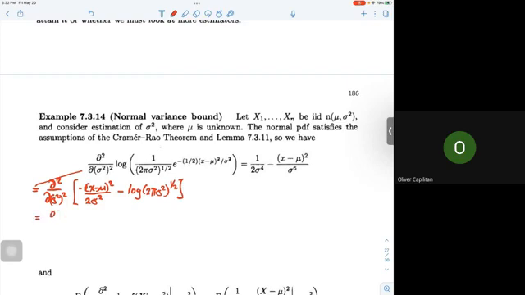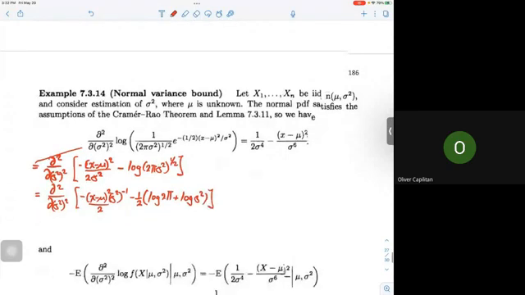So this is equal to the second partial derivative with respect to sigma squared. This could be expressed as negative (x minus mu) quantity squared times sigma squared to the negative 1, over 2. And then the log, we have here negative 1/2 times the log of 2 pi plus the log of sigma squared.